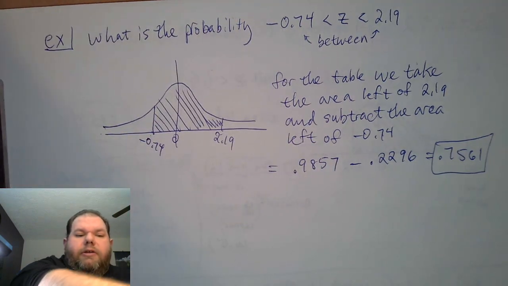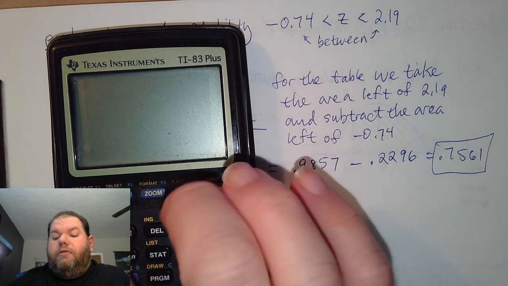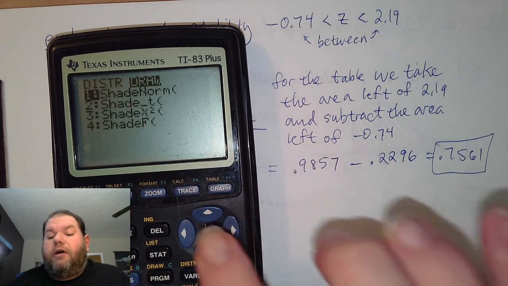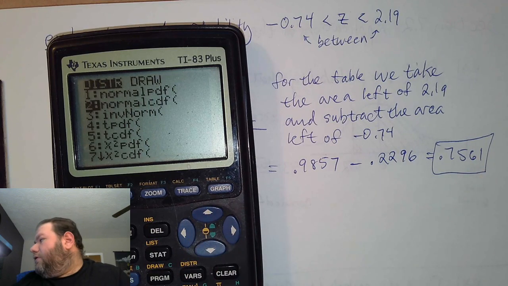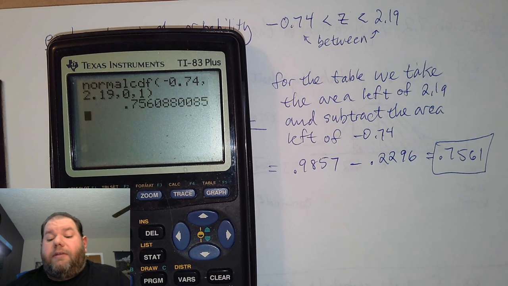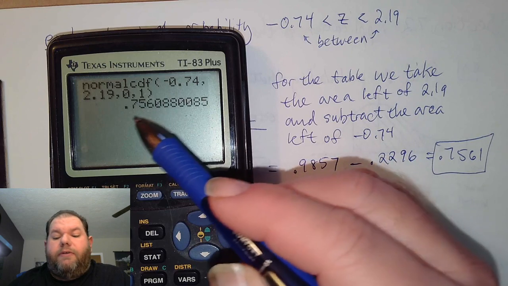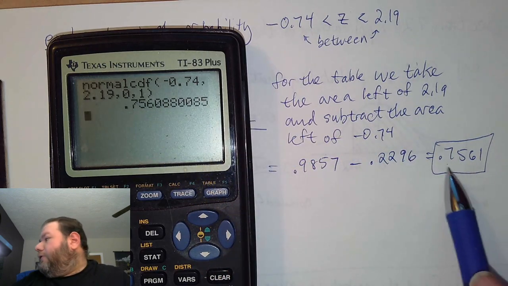And again, on the 83s, we do second vars, normal CDF. Then our lower bound is first, so negative 0.74, comma, upper bound, which is 2.19, comma, the mean, 0, comma, the standard deviation, 1. We should get exactly the same result here, 0.756088. But again, going to 4 decimal places, the 8 would round that up to a 1, so 0.7561, just like we saw.